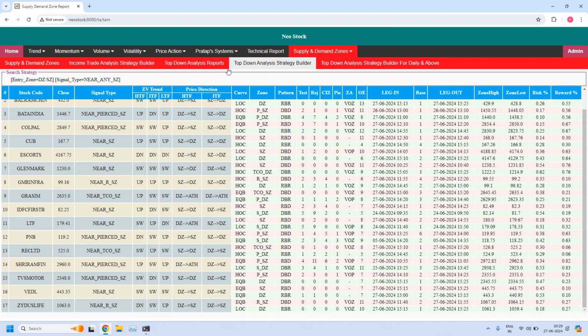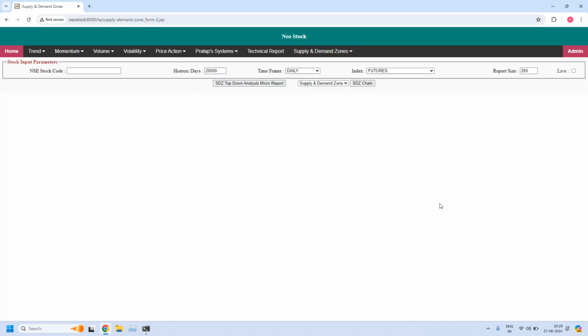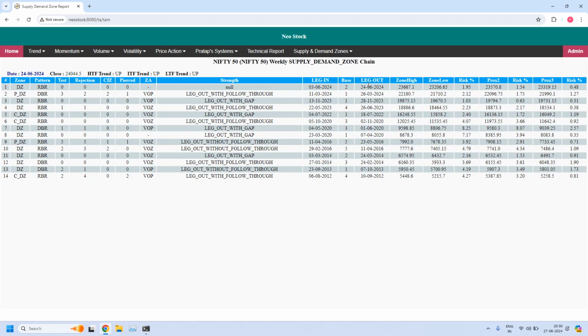Okay, now let us generate a Nifty and Bank Nifty supply demand zone chain. The first one is Nifty 50, and we will start with the weekly time frame for Nifty. I am generating the supply demand zone chain. Sorry, there is a spelling mistake. Nifty 50. So total 14 stocks are filtered.